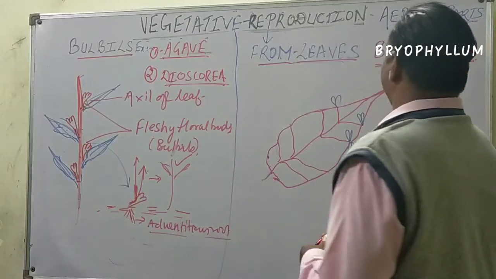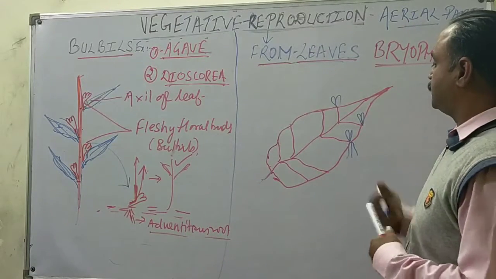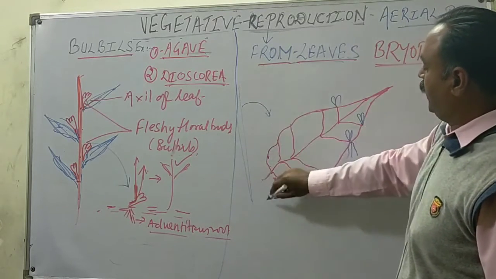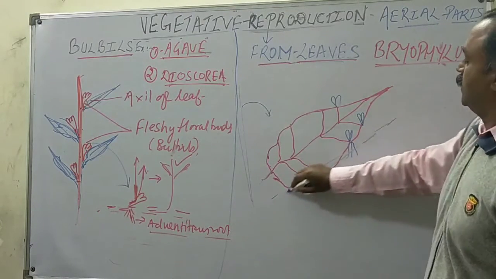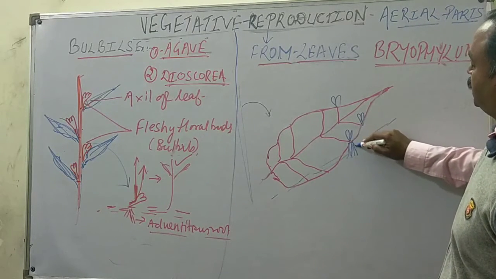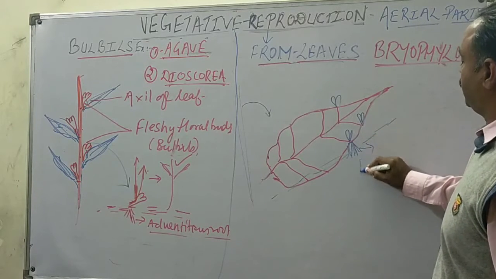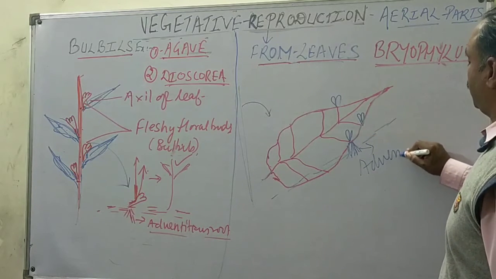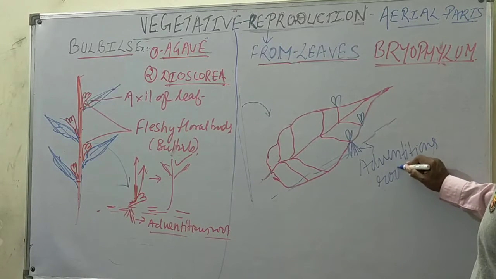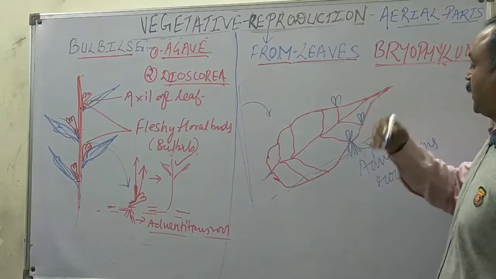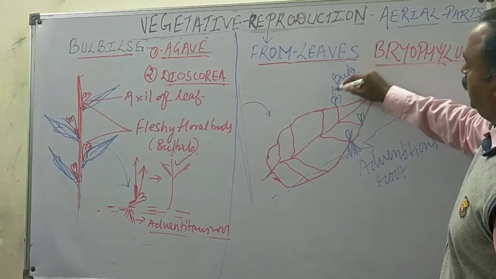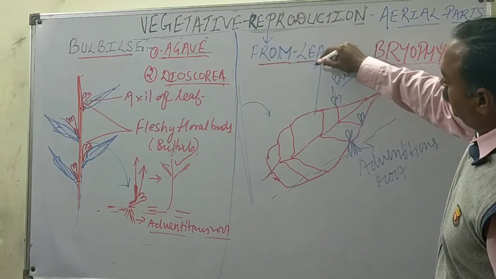The best example is Bryophyllum. In Bryophyllum, what happens? When the leaf detaches from the parent plant and falls on the soil, from the lower surface of the leaf, at the margin, adventitious roots strike. Which kind of root? Adventitious root. And from the upper surface of the leaf, buds arise, and then these buds develop into new plants.